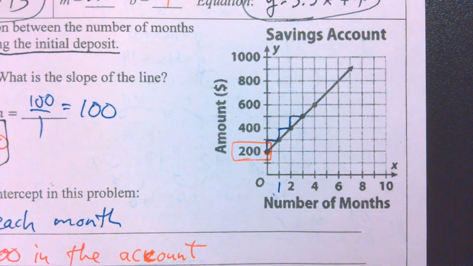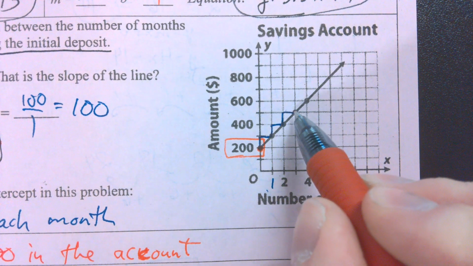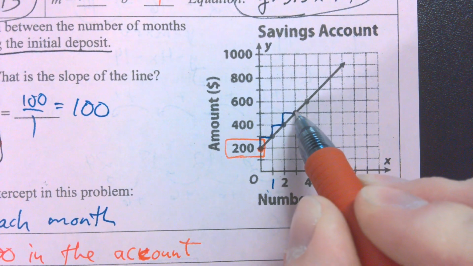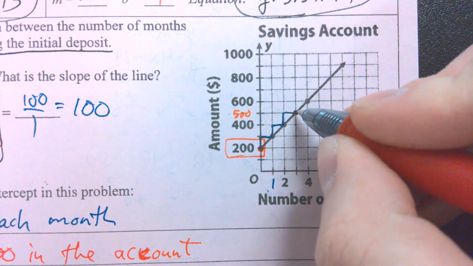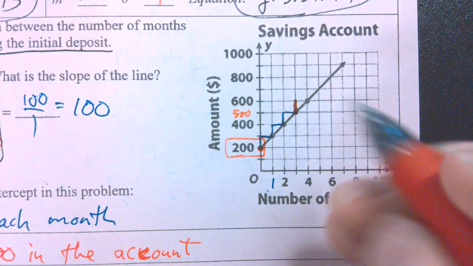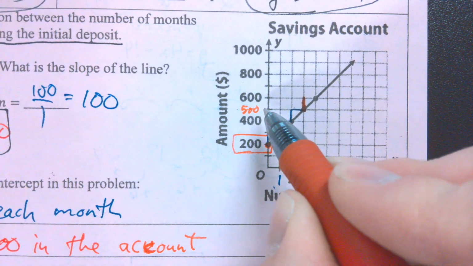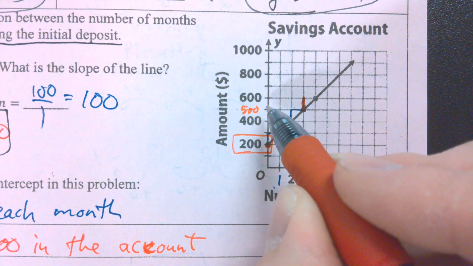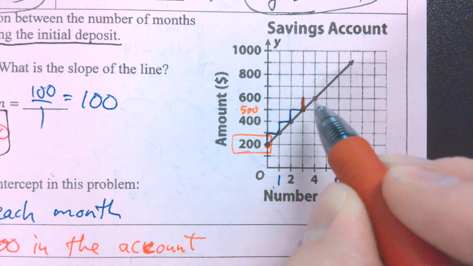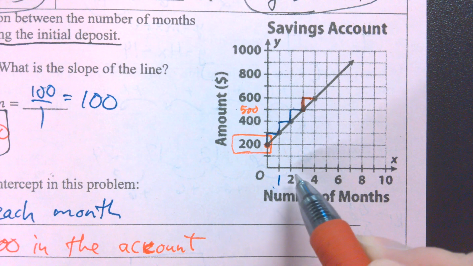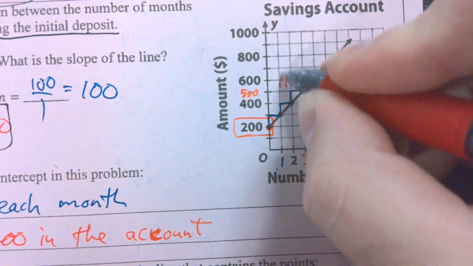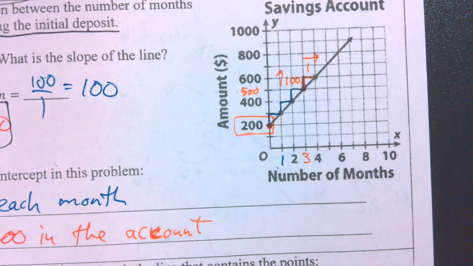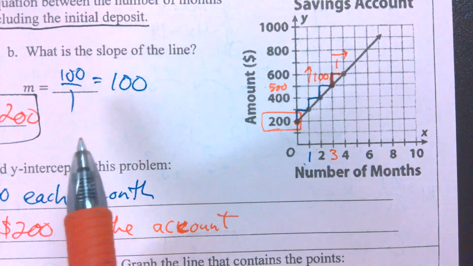Perfect. So whenever we have a graph and we want to find the slope, we just do rise over run. So from point to point, I'm just going to take this random point here. We're going up 1 square, but on my y-axis, 1 square is worth $100. From 500 to 600, that's 100. And then we run over 1 from 3 months to 4 months. So this is a change of 100 units up and 1 unit to the right. Rise over run, 100 over 1.